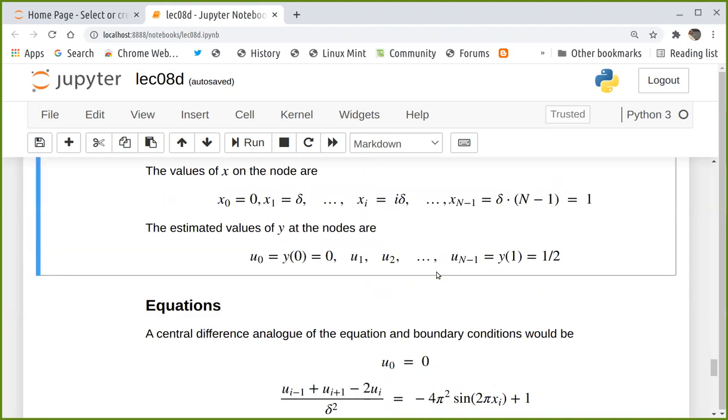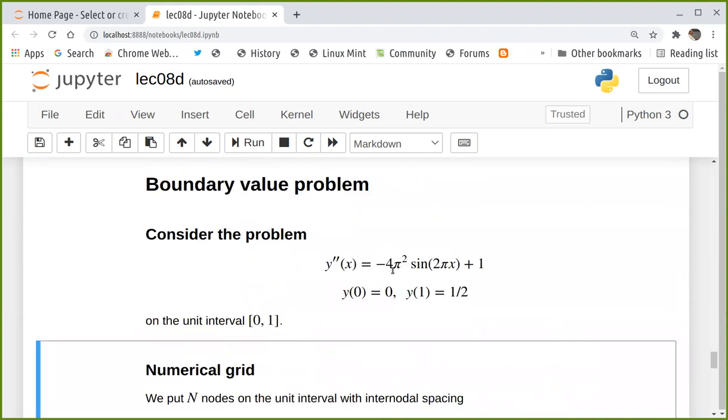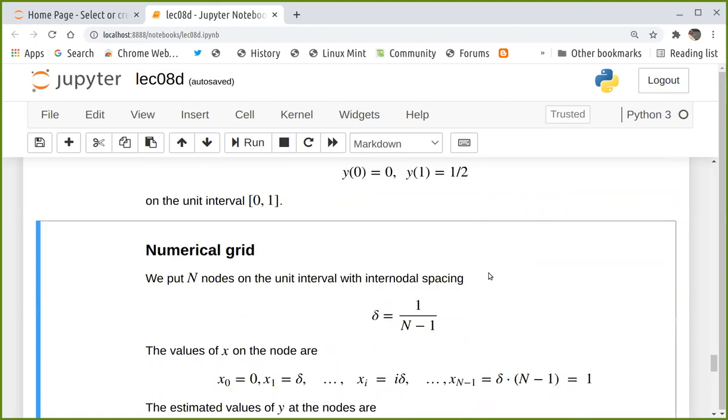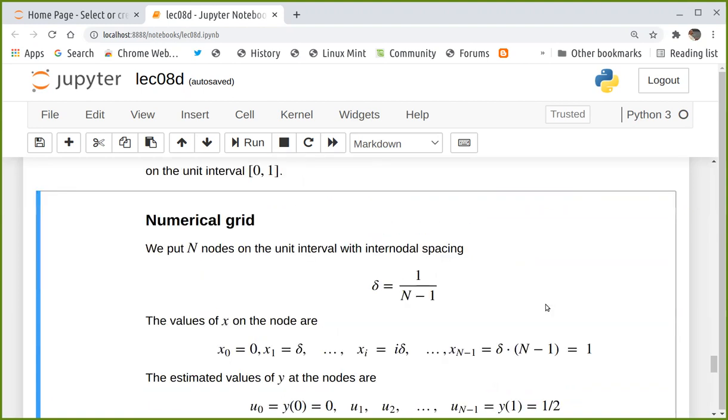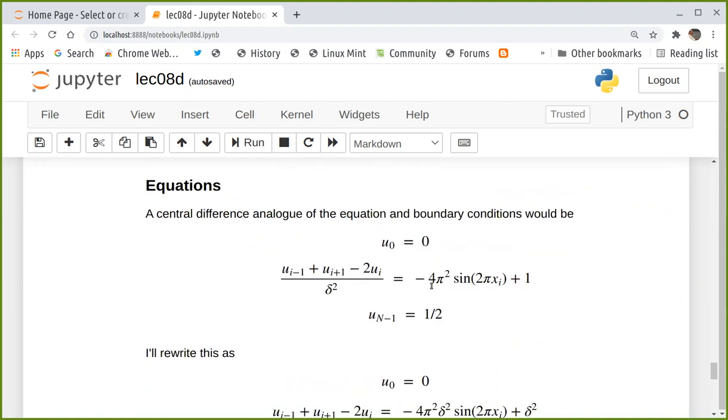And the right-hand side is supposed to be minus 4 pi squared sine of 2 pi x, when x is equal to xi. So minus 4 pi squared sine of 2 pi xi. And the value at the last node is given by the boundary condition. That's supposed to be equal to 1/2. So is that okay?